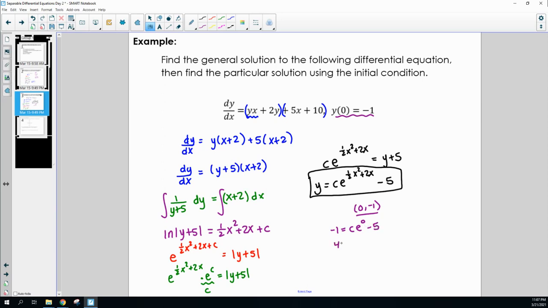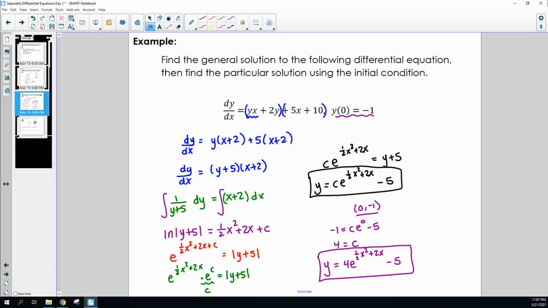So I'll end up with 4 equals, and e to the 0 is going to be 1. So c times 1 is c. So I get that c is equal to 4. So my particular solution would be y equals 4e to the 1/2 x squared plus 2x minus 5. Okay.